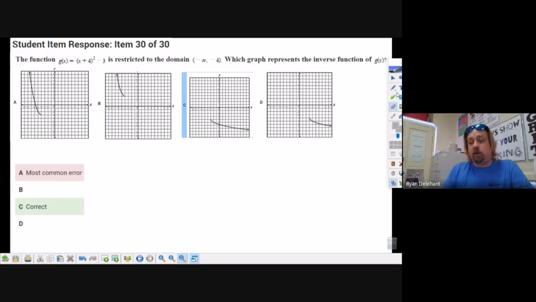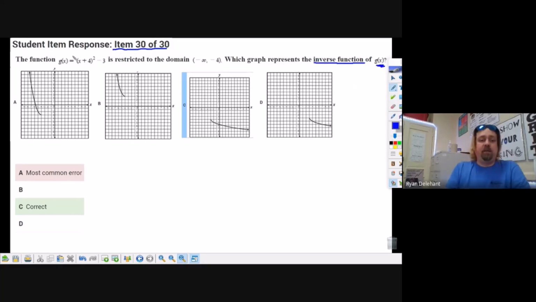Right, in this video, we are going to look at problem number 30 of our benchmark from our midterm, one of the more missed questions on the benchmark. So our question says the function g equals (x plus 4) squared minus 3 is restricted to the domain negative infinity to -4. Which graph represents the inverse function of g of x?